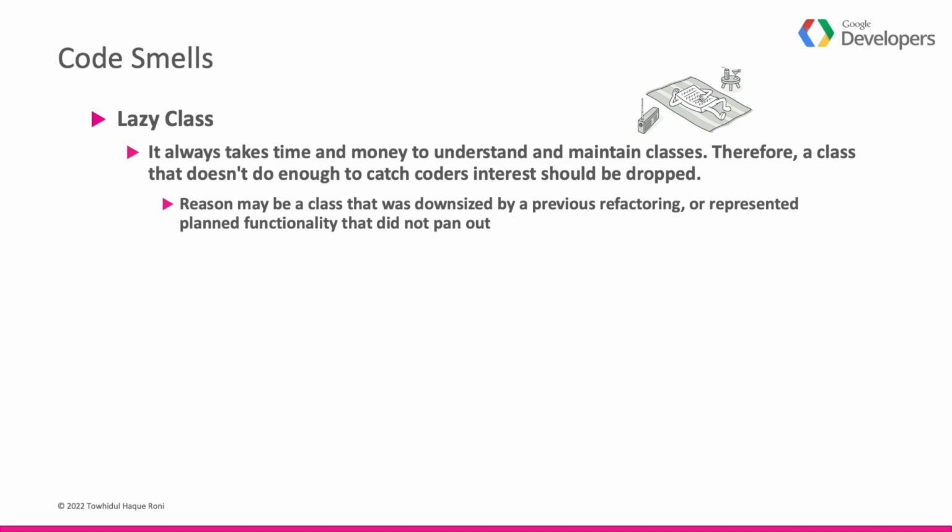Lazy class, as the name suggests, refers to a class that doesn't do enough to catch coder interest. It's like having a character in a story who doesn't contribute much to the plot. In programming, a lazy class can be challenging to understand and maintain. It takes time and resources to work with and can hinder the overall progress of the code base. Therefore, it's often recommended to evaluate whether a class that doesn't bring sufficient value should be dropped.